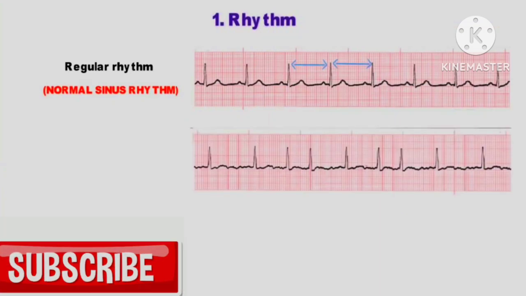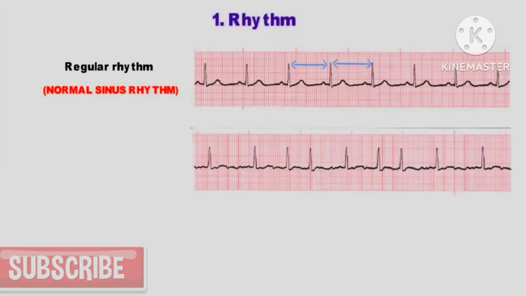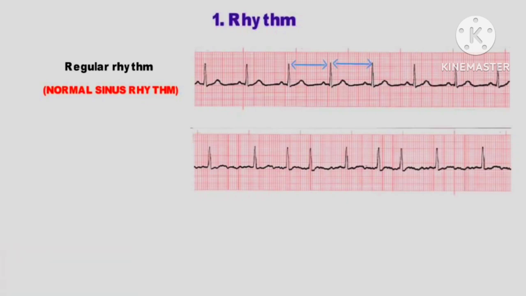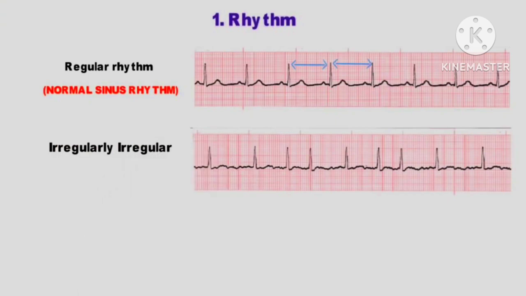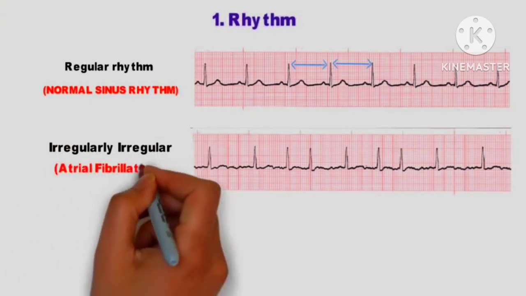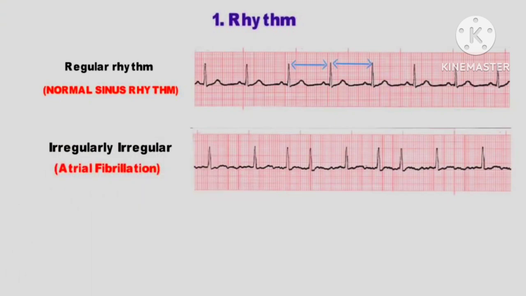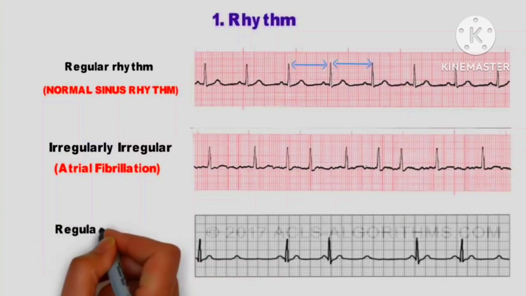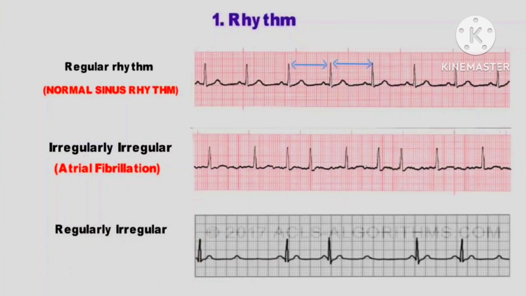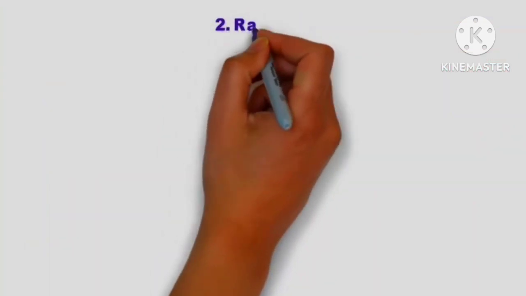In this second ECG, as you can see, the RR interval is not equal at any time, and there is no identifiable P wave. The rhythm is irregular, which occurs most commonly in atrial fibrillation. Now look at this ECG. Normal regular rate with regular dropped beats. So, the rhythm is regularly irregular, which is seen most commonly in second degree heart block type 2.